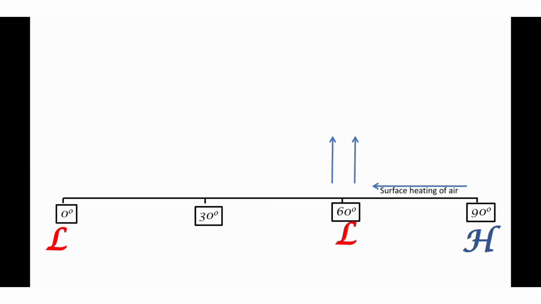But actually what happens is, the equatorward wind from the polar high, the high pressure area, undergoes surface heating along its way and leads to rising of air at the subpolar levels, that is around 60 degrees, and this creates a low pressure area there called the subpolar low.